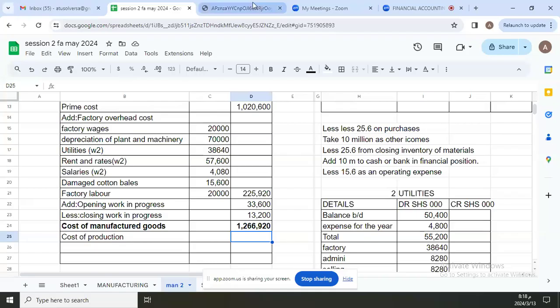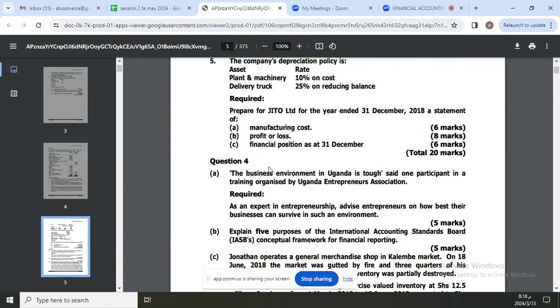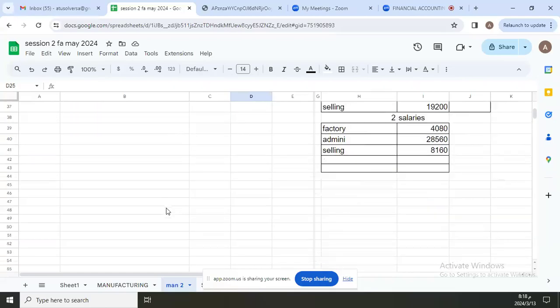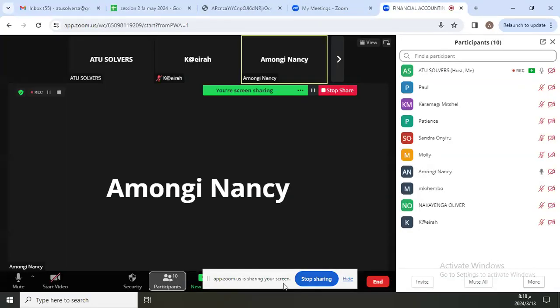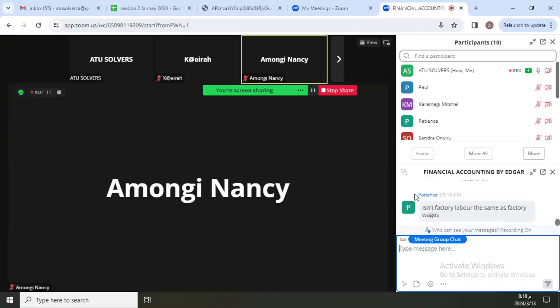What we do, we go to question number 2, which is our B, profit or loss statement. There is some concern in the message section. Someone is asking, isn't the factory labor the same as the factory wages?